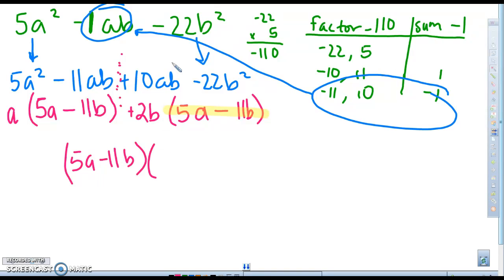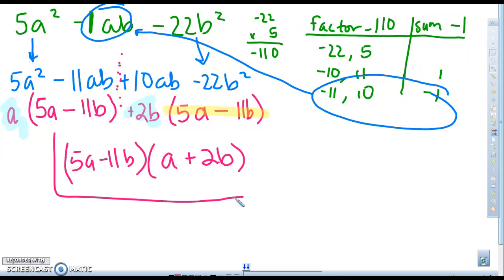And then my other term that I get to take is what was outside of the parentheses. So a plus 2b. And that is my final answer. Okay?